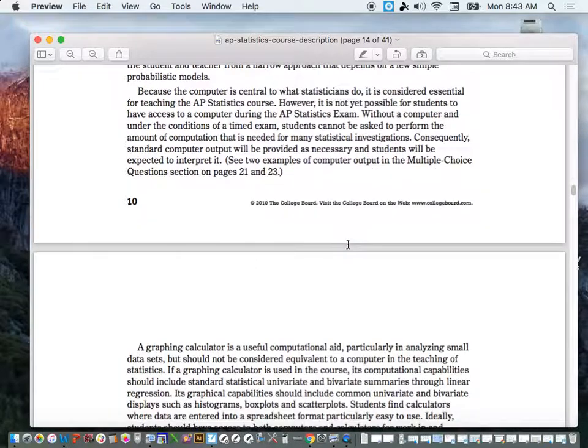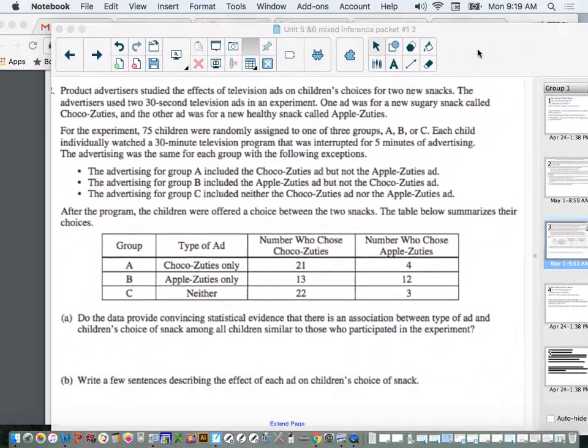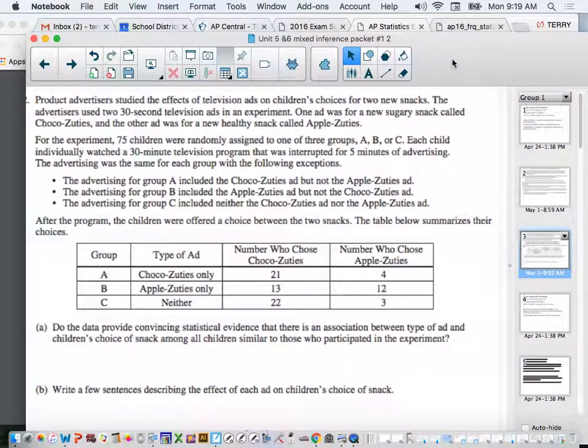You can use your graphing calculator. This formula sheet. All right, so here's question number 2 from last year's AP exam. And if you didn't get the right inference procedure, you're going to be in rough shape on the whole thing. So make sure you really know how to do that. Looks like you have some quantitative or categorical variable here. These are counts of people. And we're testing to see if there's an association. So that should scream out to you, chi-squared test for independence.